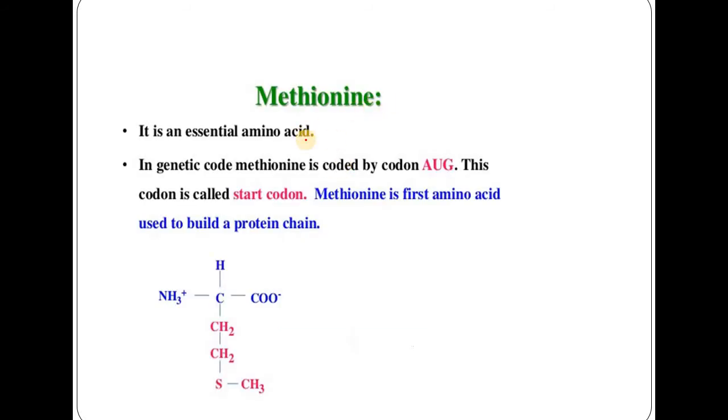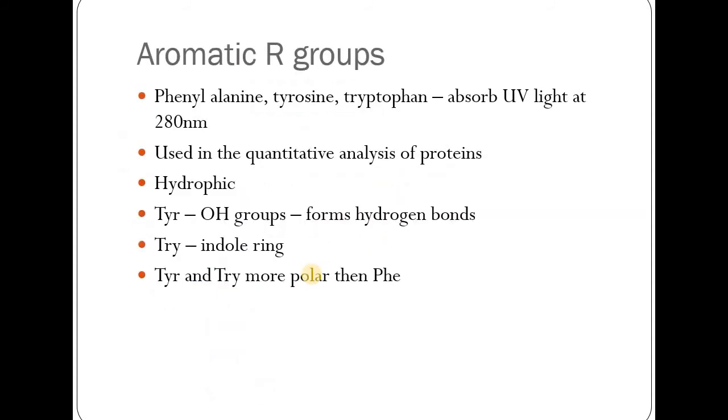The importance of methionine is that it is an essential amino acid, and the genetic code which codes for methionine is AUG. The triplet codon AUG codes for methionine, and it is the start codon, because we know that the start codon is the one which initiates the translation process. So it is this codon which initiates the entire translation, and methionine is the first amino acid to be formed in any protein chain.